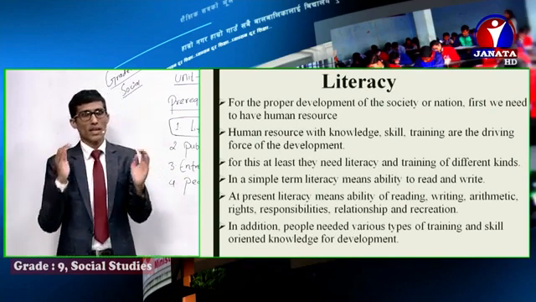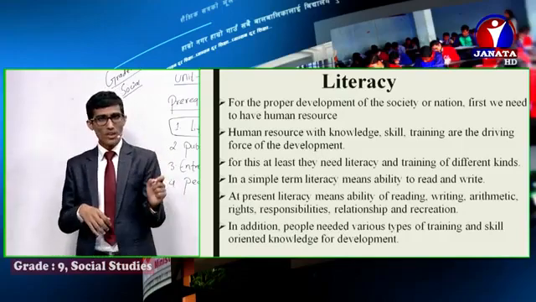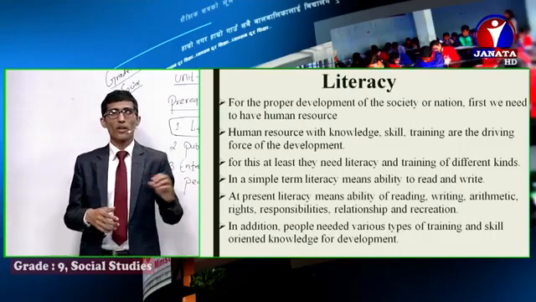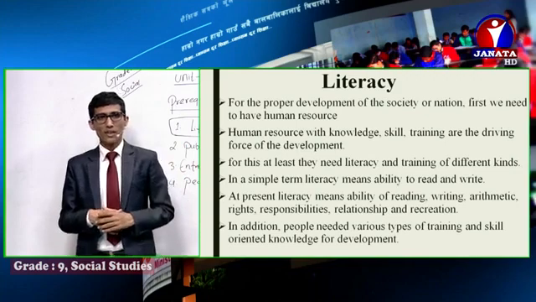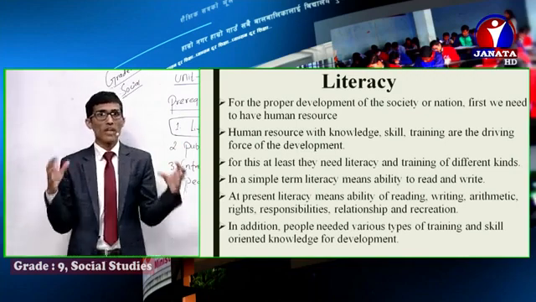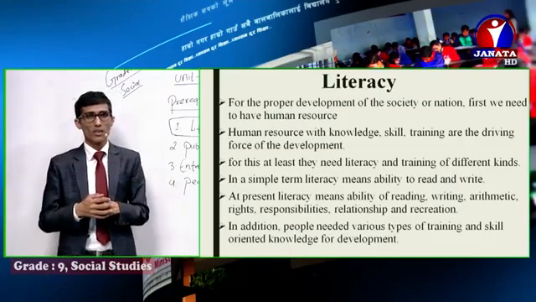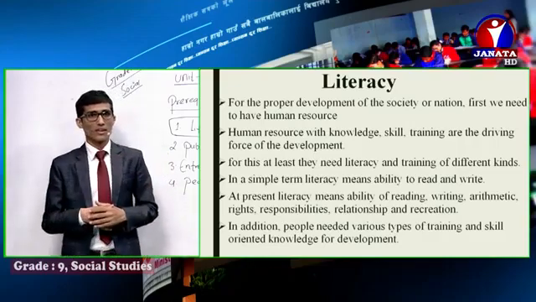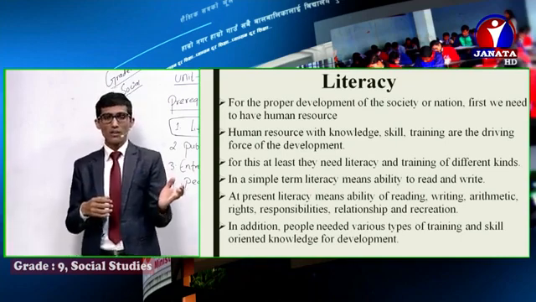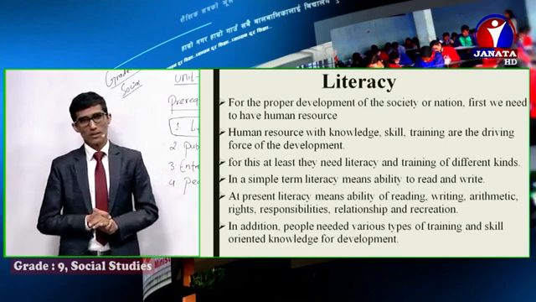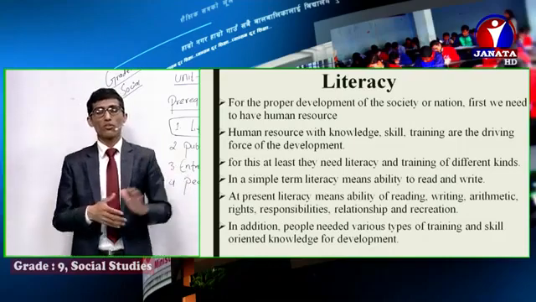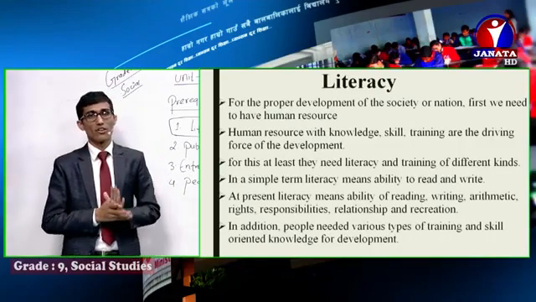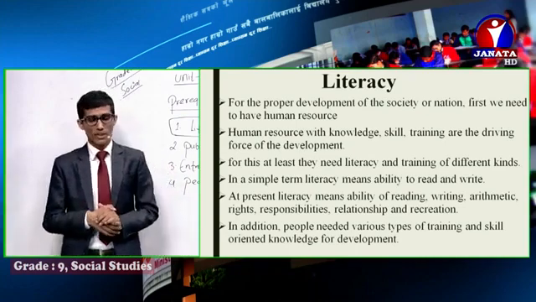If a person is able to read and write, able to do arithmetic calculation, or is well known about his rights and responsibilities, and the relationship, how to build up the cooperation and harmony in the society, or managing relationships, meaning creating a cooperative environment in the society, and a harmonious society should be built up, or that person should be able to do so and recreate something. Those persons are known as literate persons. This is what literacy means.